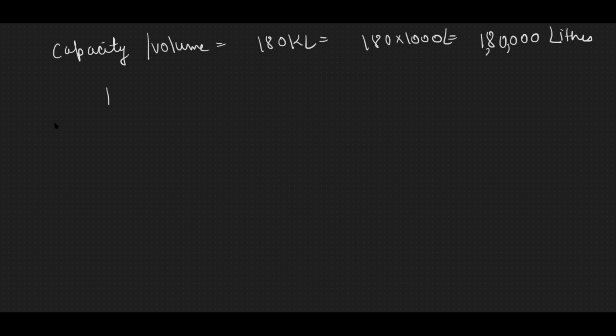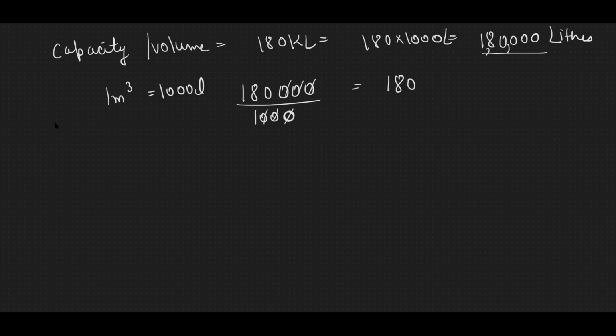And we already know this: 1 meter cube equals 1000 liters. So we can convert this in meter cube. Simply 180,000 divided by 1000. So this will be 180 meter cube. So volume is 180 meter cube.